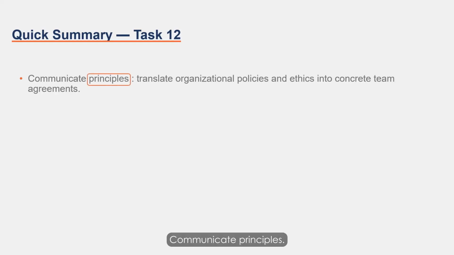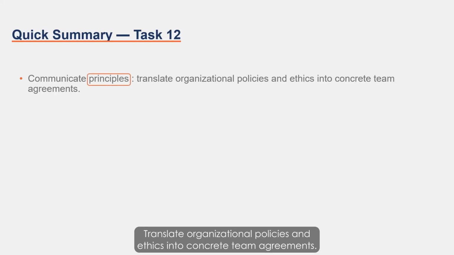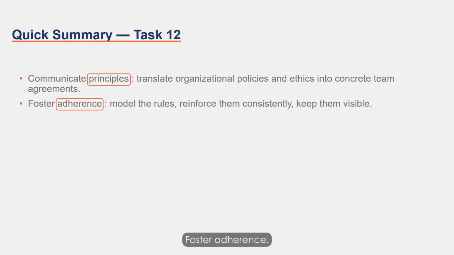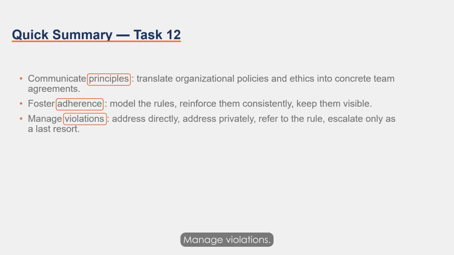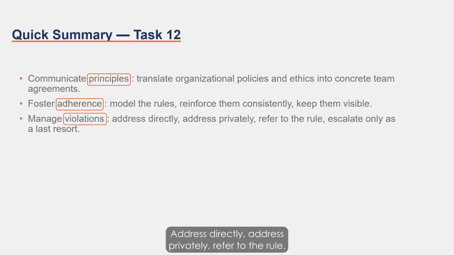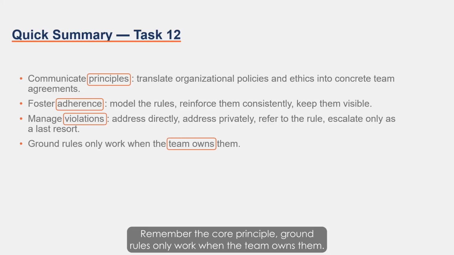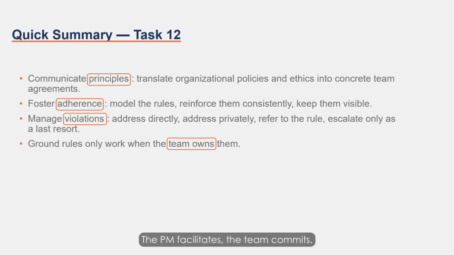Let's recap Task 12. Define team ground rules. Enabler 1. Communicate principles. Translate organizational policies and ethics into concrete team agreements. Enabler 2. Foster adherence. Model the rules, reinforce them consistently, keep them visible. Enabler 3. Manage violations: address directly, address privately, refer to the rule, escalate only as a last resort. And remember the core principle: ground rules only work when the team owns them. The PM facilitates, the team commits.